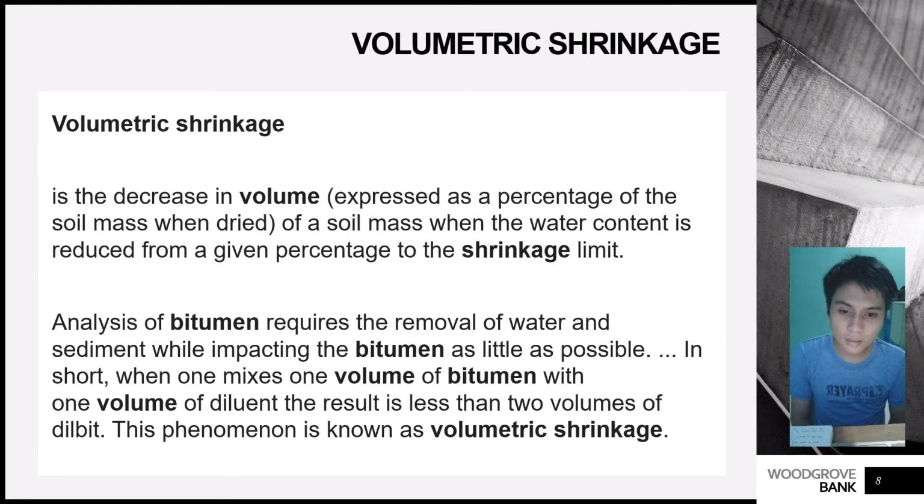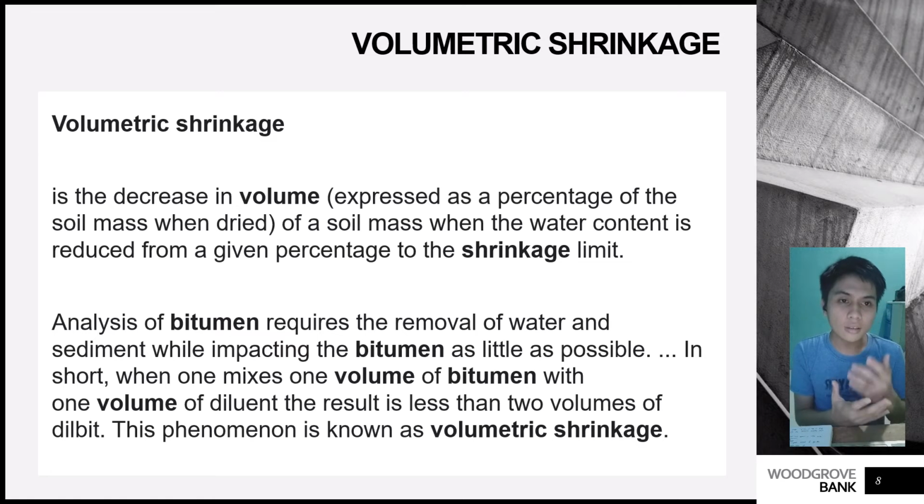One of the analyses of bitumen requires the removal of water and sediment while impacting the bitumen as little as possible. In short, when one mixes 1 volume of bitumen with 1 volume of diluent, the result is less than 2 volumes of dilbit. This phenomenon is known as volumetric shrinkage. So the definition of volumetric shrinkage talks about the decrease of the volume of a soil or maybe of a bitumen, which requires the removal of water and sediment.